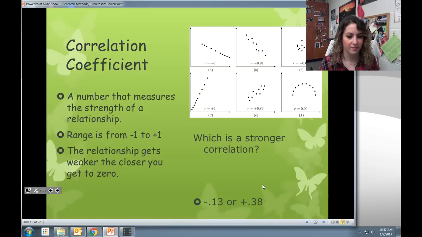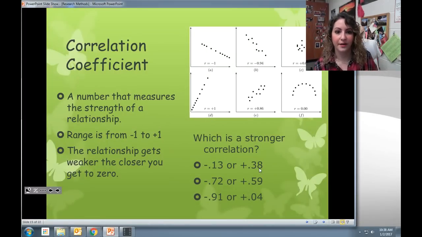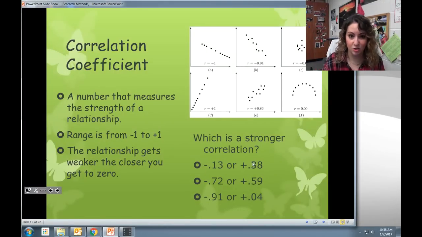Okay. You can ask yourself, which one of these is stronger, -0.13 or +0.38? For strength, we're not looking at positives and negatives. We're looking at how close it is to either -1 for a negative relationship or +1 for a positive relationship. And so +0.38 is closer to 1 than -0.13 is to -1. So that's going to be the stronger one.